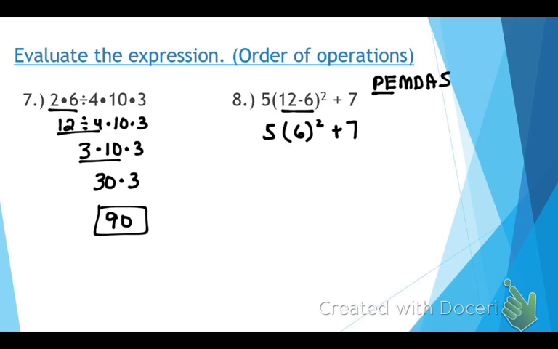6 squared. Underline it. This shows me that's what I'm working on right now. Matthew, what is 6 squared? 36, because that means 6 times 6. Now bring everything else down.